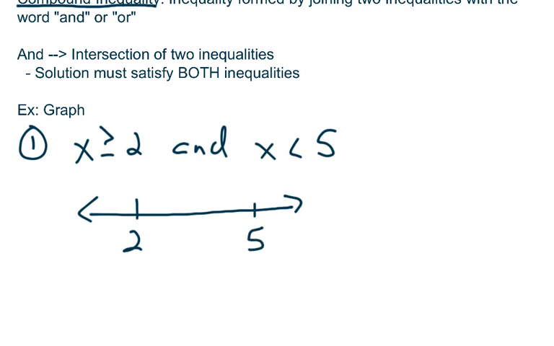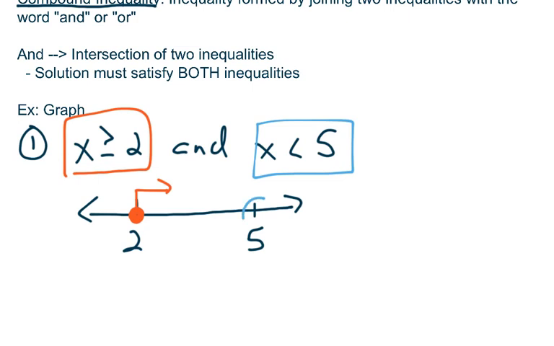Okay, so I'm going to focus on x is greater than or equal to 2. I know at 2 I would need a closed circle because it has an "or equal to" part right there. So when I draw my arrow, since it says greater than, it's always in that direction. And I'm going to fill this in here in just a little bit. So now I'm going to move over to x is less than 5. At 5 I would have an open circle because there is no "or equal to" part, and since it says less than, that would be to the left.